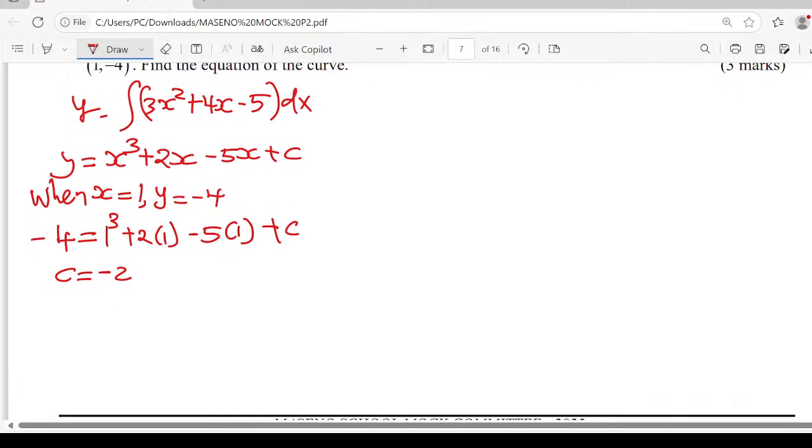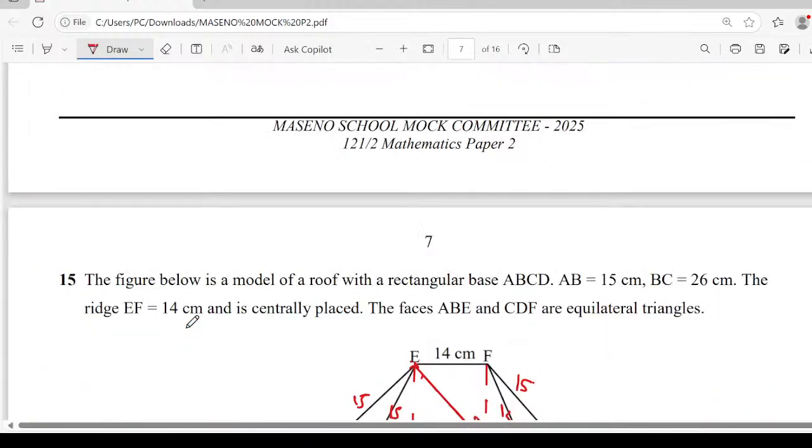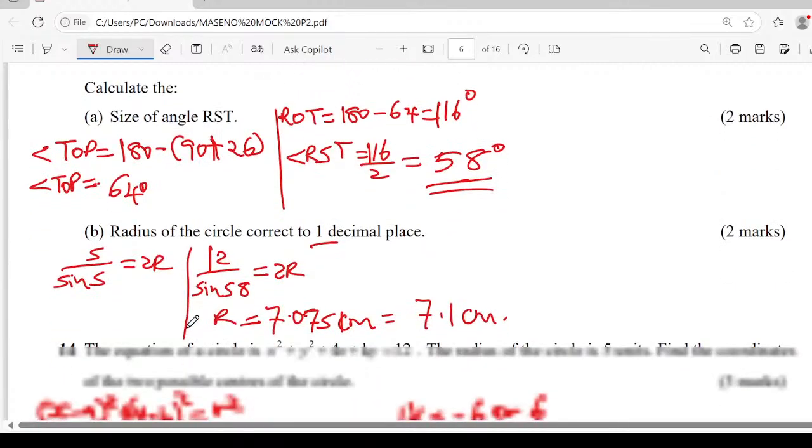Therefore, your equation is going to be y equal to x cubed plus 2x squared, sorry, this one was squared. Yes, plus 2x squared minus 5x minus 2. That is your equation, and that marks the end of section 1, which I wanted to discuss.